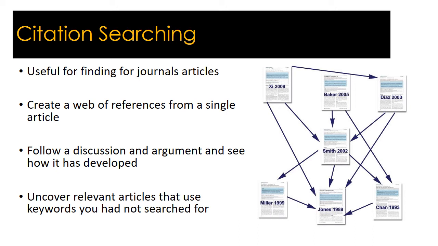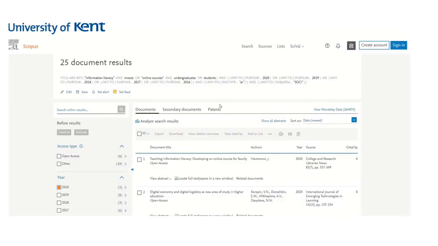It's also useful in uncovering relevant articles that use keywords that you had not searched for, and this can also feed into your keyword searching later on. So let's have a look at our results and see how citation searching can be applied. So I'm back in my results from my final search. So we're going to choose an article to try a citation search from.